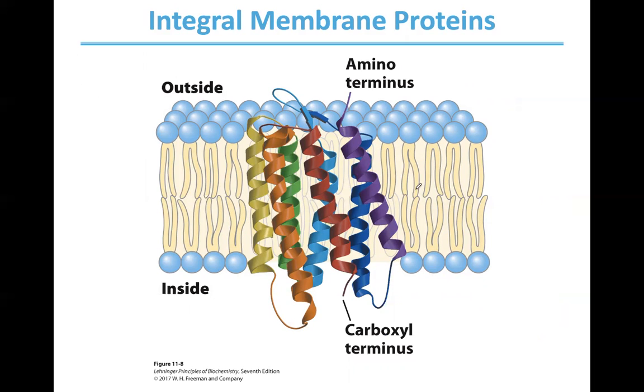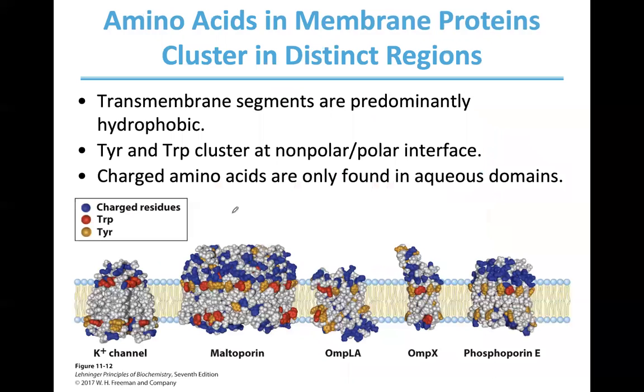So integral membrane proteins, in most cases, are alpha helical structures. They have hydrophobic amino acids in this alpha helix, which will obviously interact with the fatty acids of the lipid bilayer, right? And you can see here, for example, this is a potassium channel.